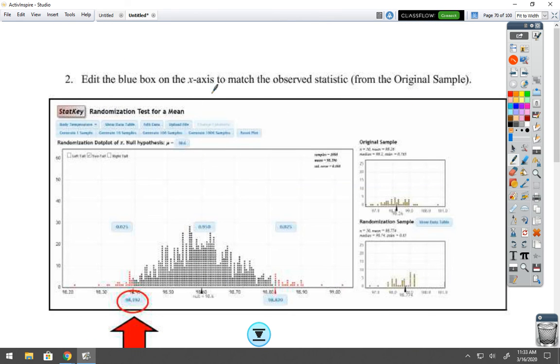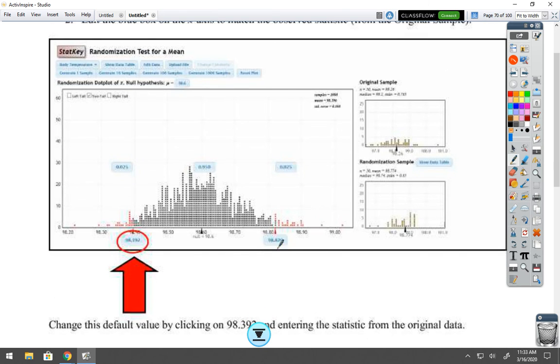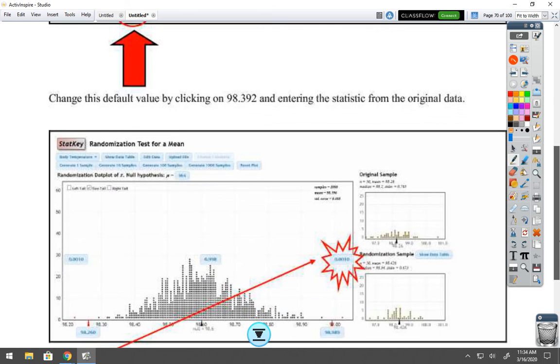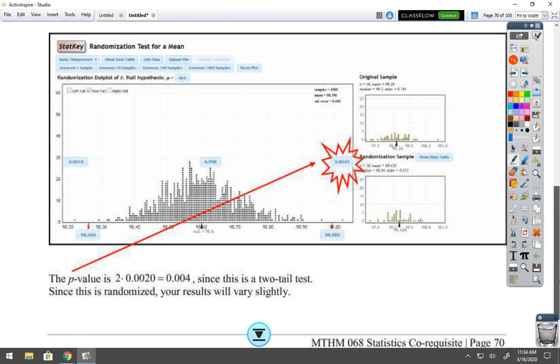So when I look at editing a box for an axis to match an observed statistic, what it says here is that we have a statistic here. This is my statistic value right here. And it says change the default value by clicking on 98.392 to enter a statistic from the original data. So what we want to do is change a value.